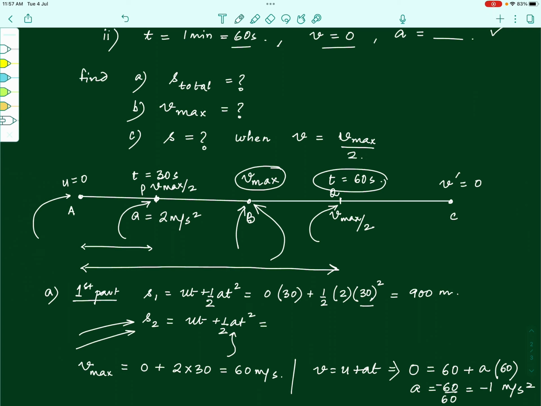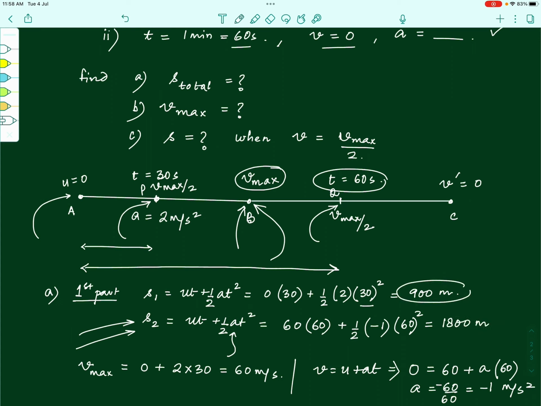Let's get back here now. So for the displacement of the second part, S2, U, the initial velocity is 60, into the time taken, 60 seconds, plus half, A for the second part is minus 1, we have just got this, and then once again 60 squared, right? So we can solve this to get the answer as 60 squared will be 3600. So 3600 minus half of 3600 will be 1800 meters. This is what we will get as the second displacement.